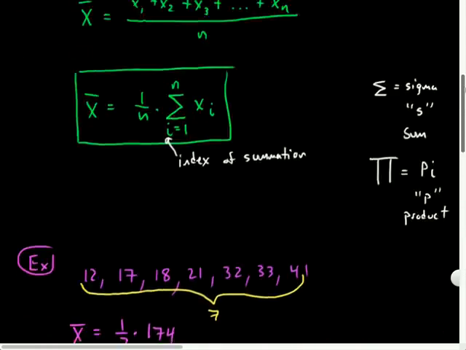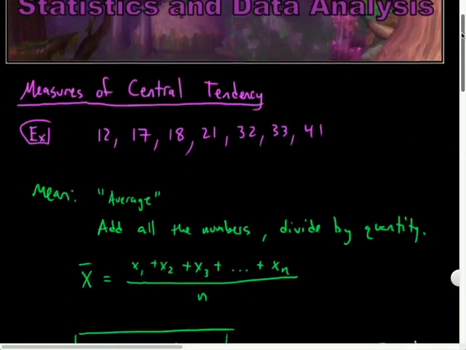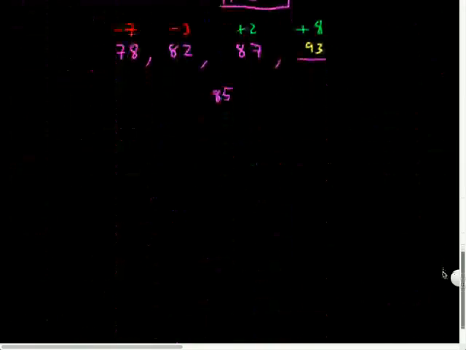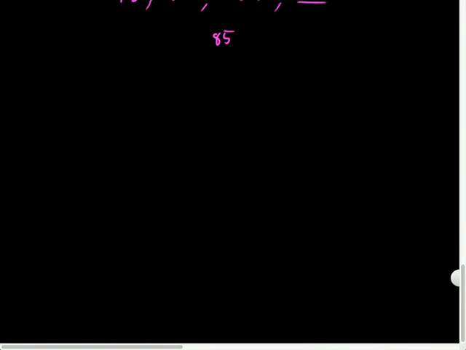So there's the mean, the x bar. Another measure of central tendency for our list is the median, and we've already seen that today. Could you guys describe the median? Right, it's the middle. So the median of a set of data is the middle value.